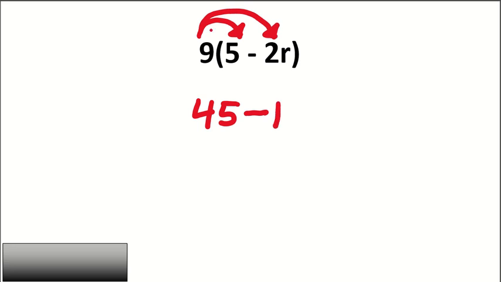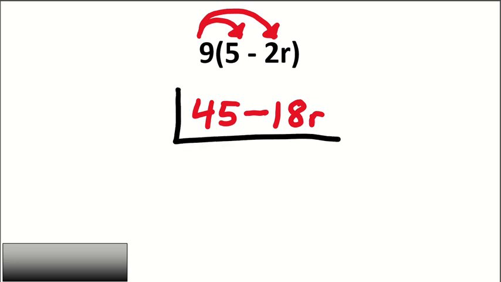And finally, our final example, same as all the others, multiply 9 by 5, and we get 45. Bring down our subtraction sign, and multiply 9 by 2r, which gives us 18r. My voice is going away. And thus we've rewritten this as the difference of 2 terms.